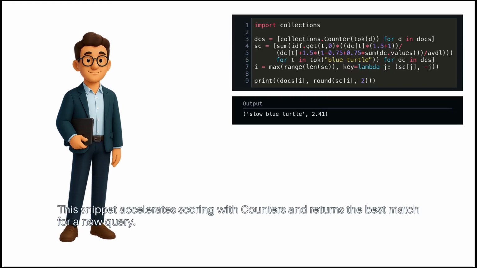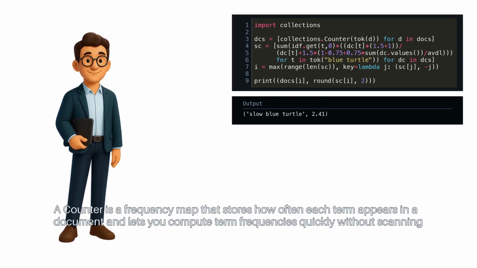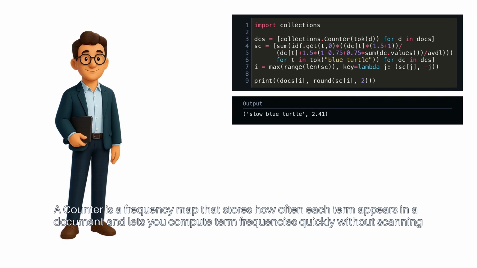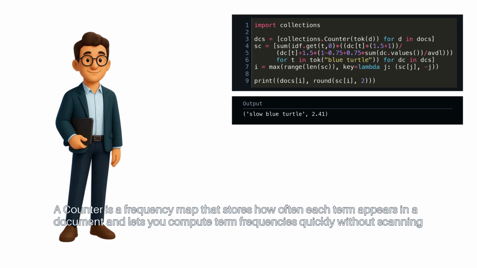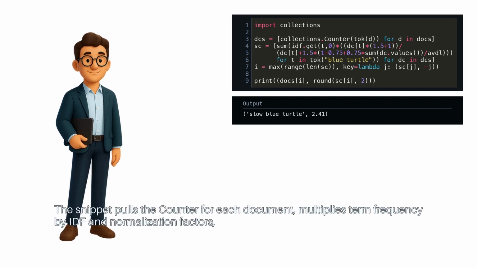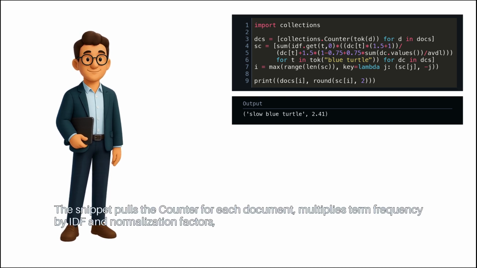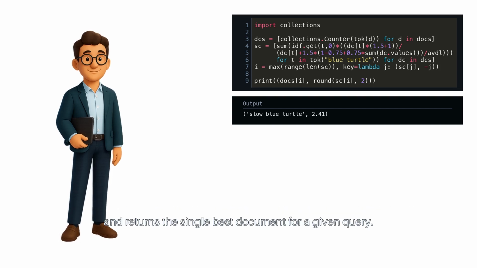This snippet accelerates scoring with counters and returns the best match for a new query. A counter is a frequency map that stores how often each term appears in a document and lets you compute term frequencies quickly without scanning lists each time. The snippet pulls the counter for each document, multiplies term frequency by IDF and normalization factors, and returns the single best document for a given query.